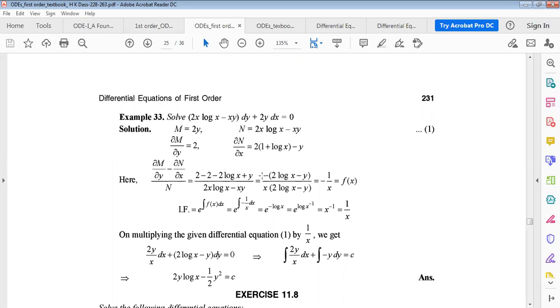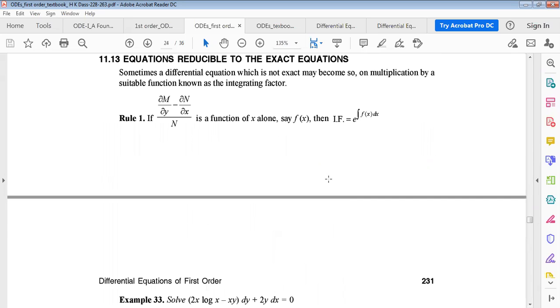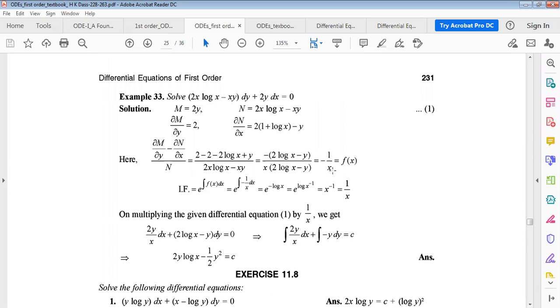Now the 2 cancel, just a minus, we get this. The 2 log x minus y will be cancelled. Minus 1 by x. This is a function of x only. Okay, this is a function of x alone. Remember it, the rule: it is a function of x alone. This minus 1 by x will be f of x.